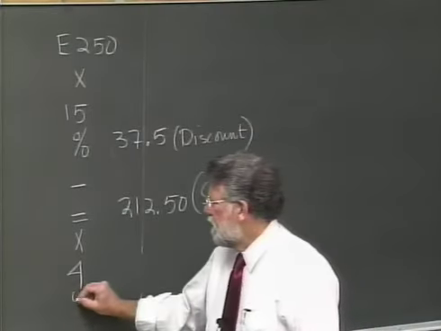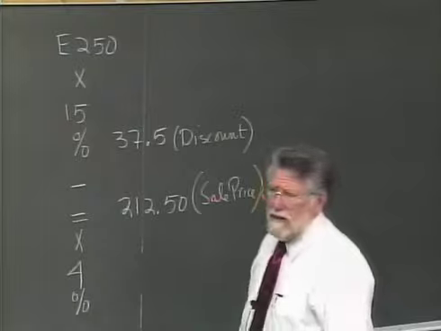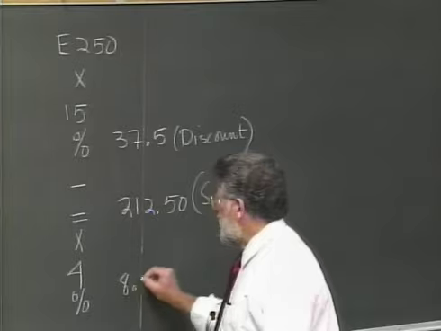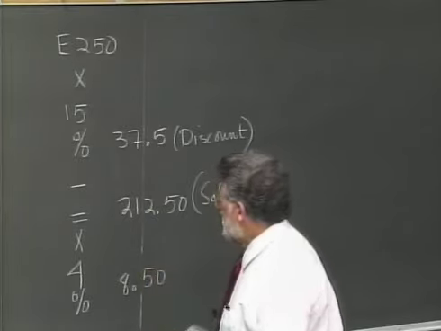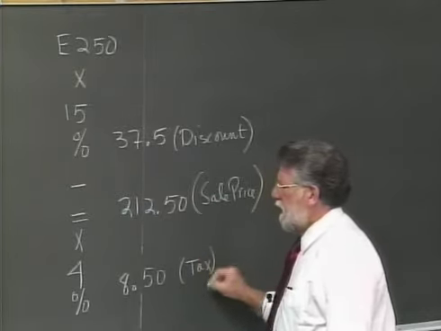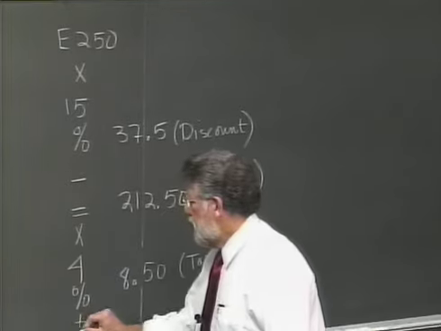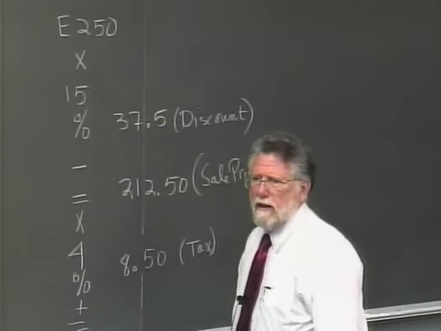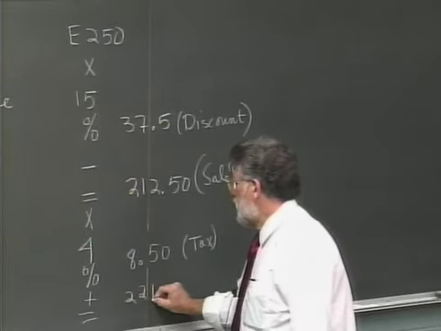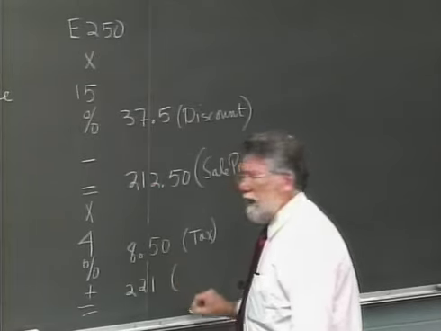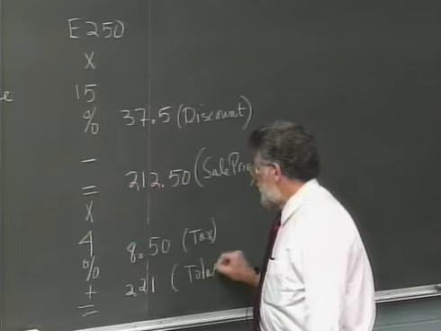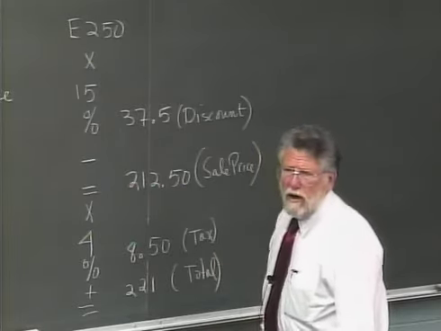Hit a percent key. And when you hit the percent key, what do you get? 8.5 exactly? And this represents what? The sales tax you're going to pay. And then you're going to hit plus and an equal sign. And what do you have with the equal sign? $221. And this is what? This is your total. Now this worked out pretty nicely because I didn't have to round off anything.